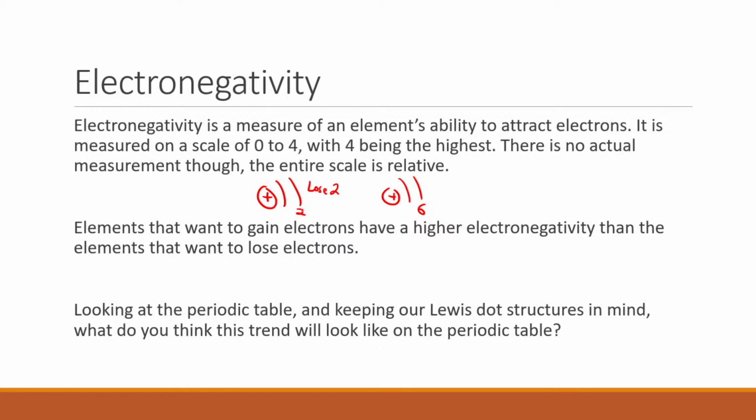So when we measure how good is it at taking in new electrons, it's going to be bad at taking in new electrons because it's not trying to take in any electrons. Meanwhile, on the other hand, something with 6 valence electrons is trying to gain 2. And so this would be something that has a higher electronegativity because it's trying to gain electrons.